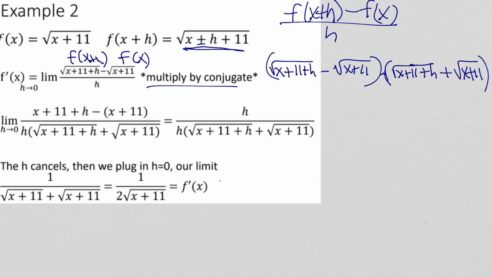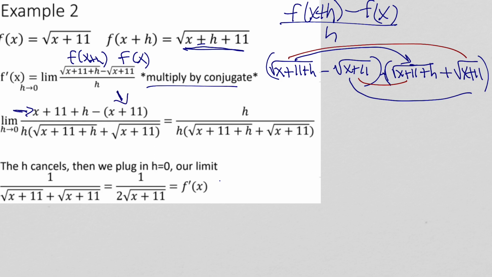I wrote it out. Real quickly, let's talk about this. If I'm taking this and I multiply it by this, I'm going to be getting what we have right here, x plus 11 plus h. If I multiply the outer and the inner terms, those are going to cancel. And then if I multiply the last terms, root x plus 11 times root x plus 11, I'm getting minus, which is over here, x plus 11 in parentheses.